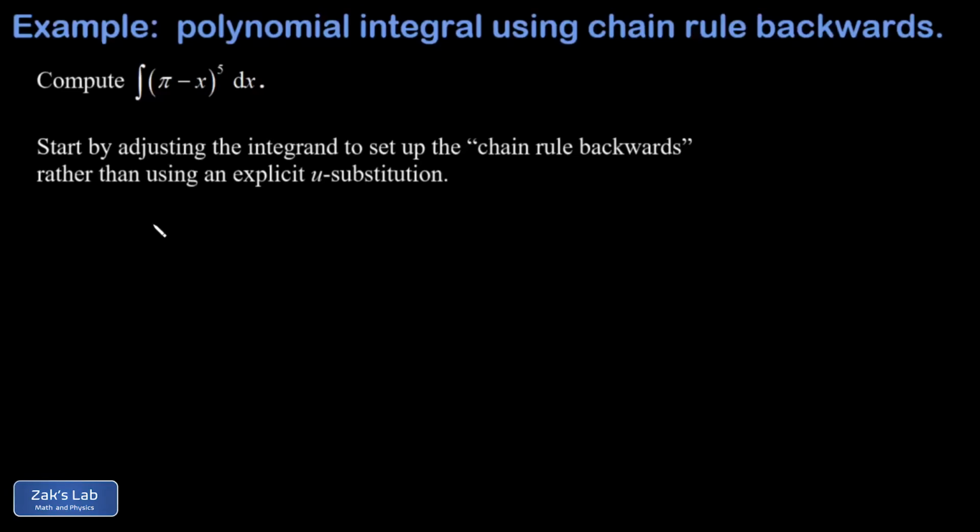In this video, we're computing the integral of (π − x)^5, and we're given explicit instructions on how to do it. So we want to do this by setting up the chain rule backwards rather than using an explicit u substitution.